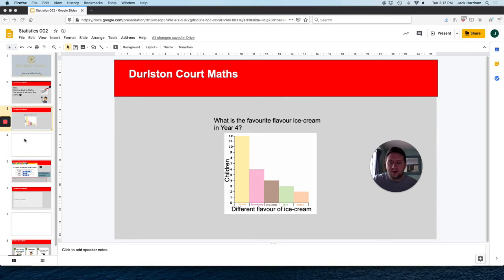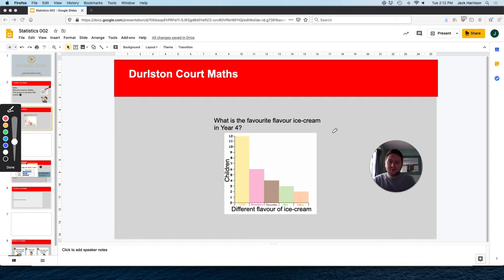So the first thing of note about bar charts is the title and the importance of the title. Because the title, this part here, explains to us exactly what the bar chart's showing us and what data it's showing us. So here the question is, what is the favourite flavour ice cream in year 4? So this bar chart is designed to show us if we'd asked all the children in year 4 what their favourite flavour of ice cream was, then this bar chart shows us all that data in one simple place.